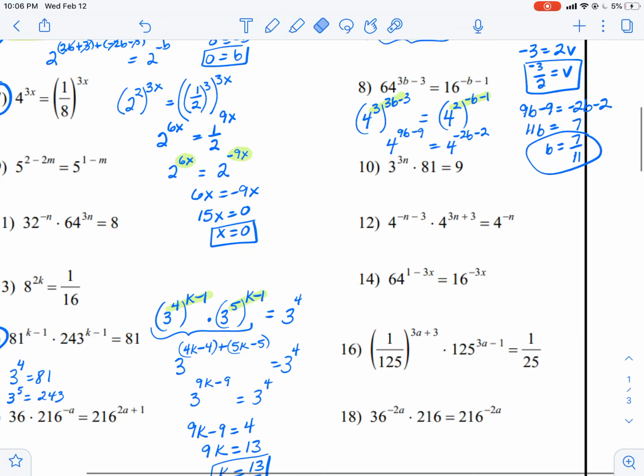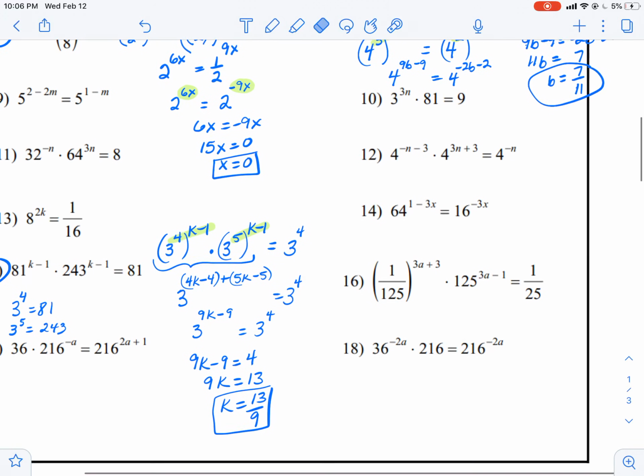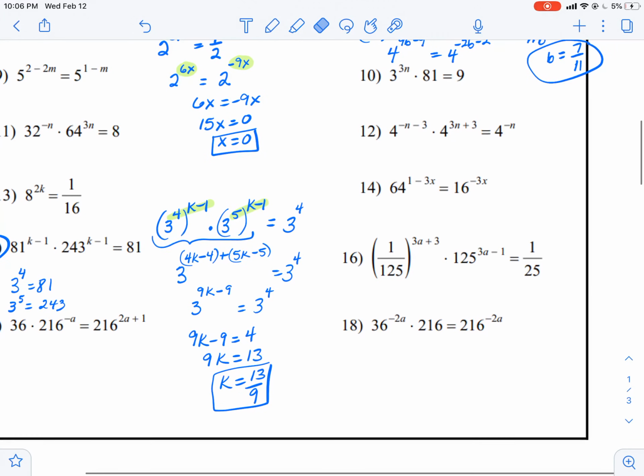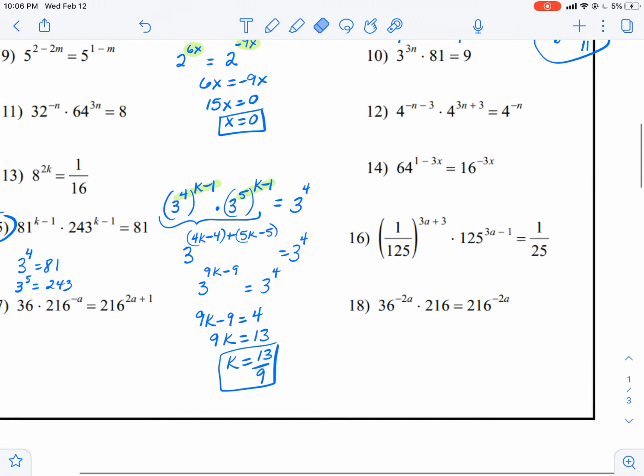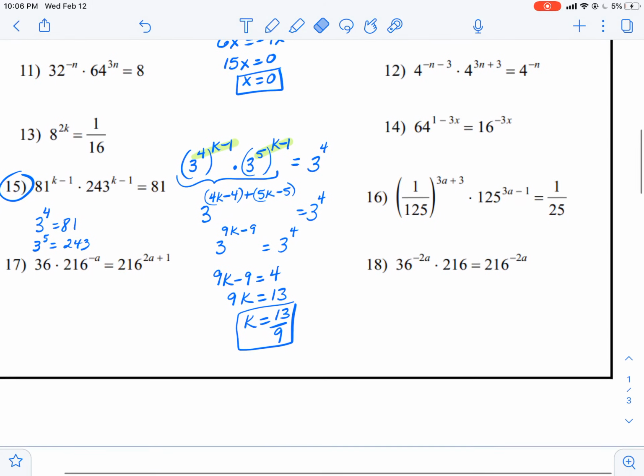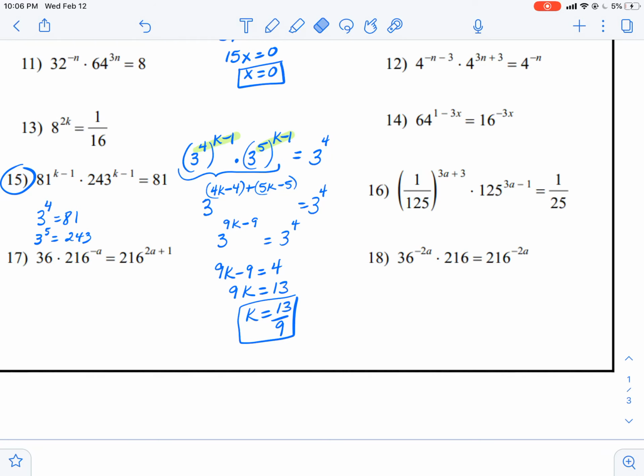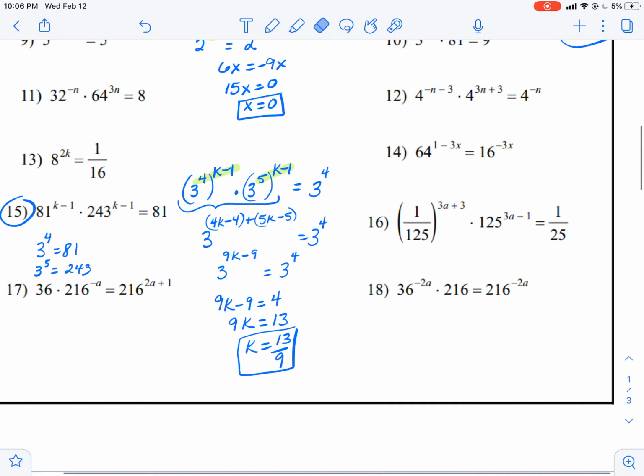Okay, let's do... really, there's not much more. I'll go down to 18 real quick. Run through 18 for you. Actually, I'll go back up to 16.